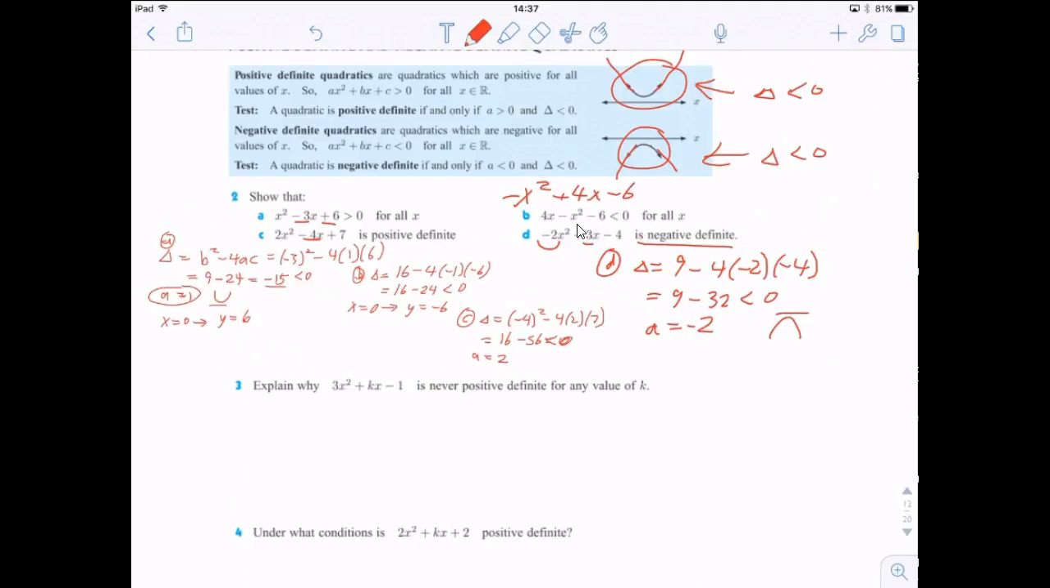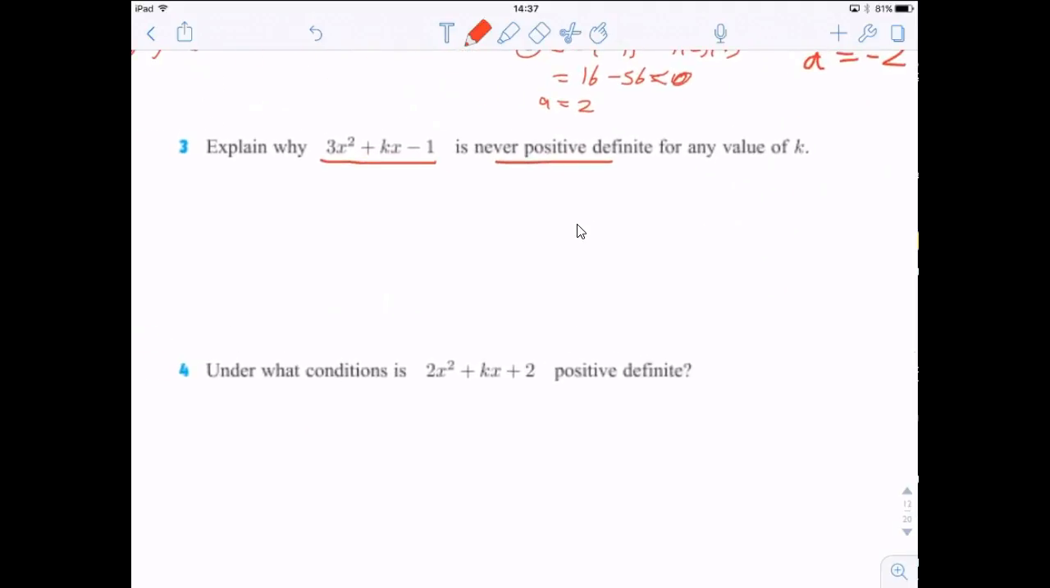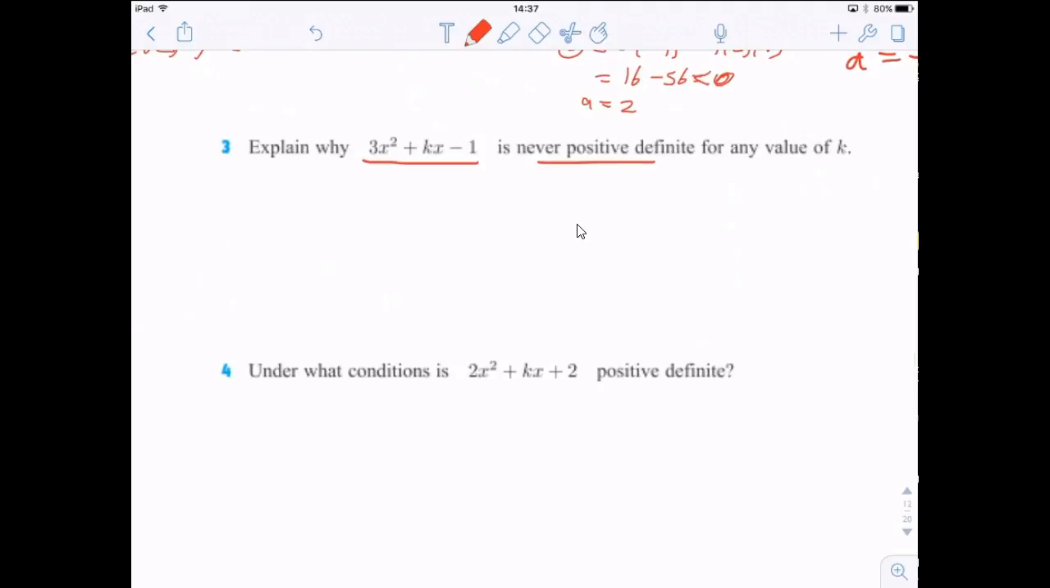All right, let's go down to number 3. Explain why 3x squared plus kx minus 1 is never positive definite for any value of x. Okay, so now we're getting into the territory where you guys that are a little weak in algebra are going to really struggle. Okay, so try to follow this, but if you need to come after school to work on these types of problems, I totally understand and encourage you to do that.